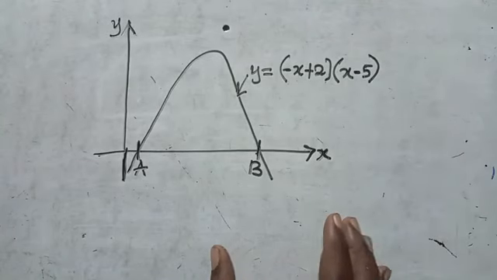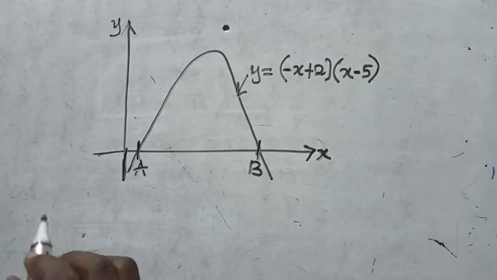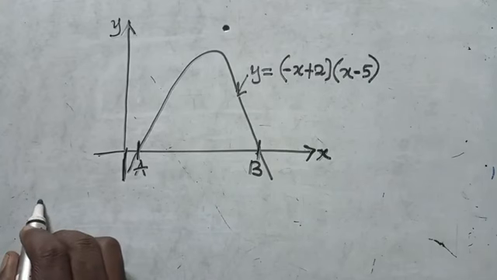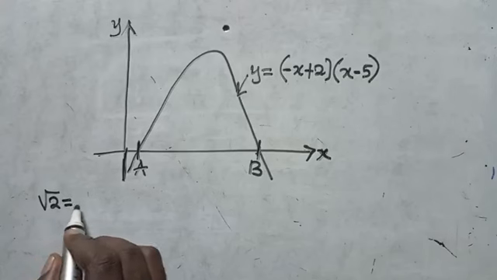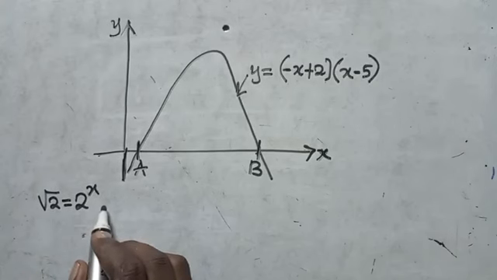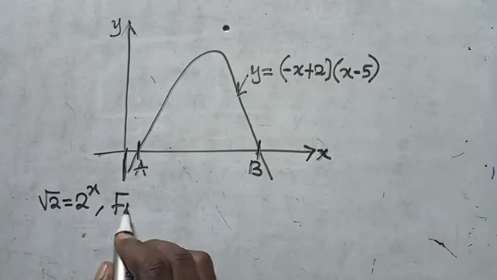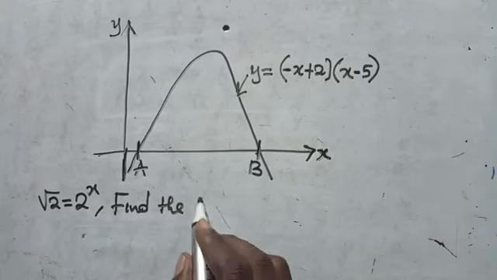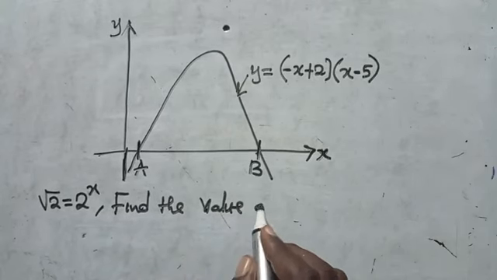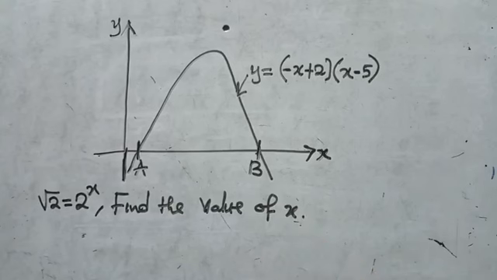Before we answer this particular part, there is a question that is saying, given that you are told that root 2 is equal to 2 power x, then they are telling you to find the value of x. Find the value of x. So this is more like an equation. Before we go to this particular question, I want us to answer this. How then can you answer this equation? How can you answer it?